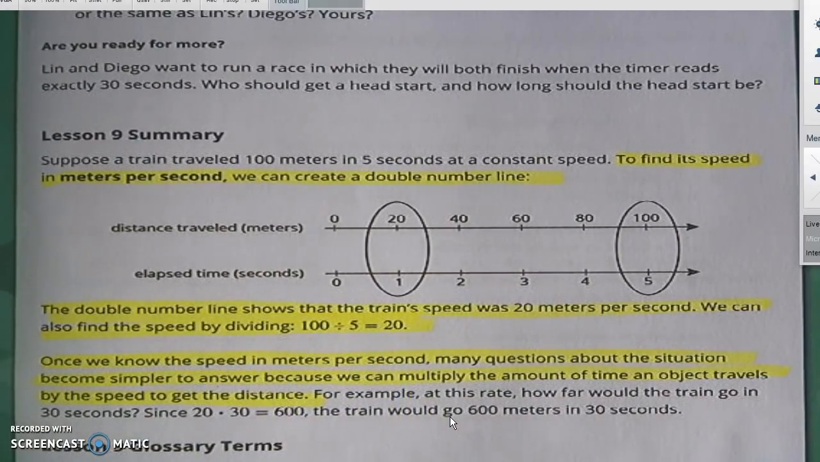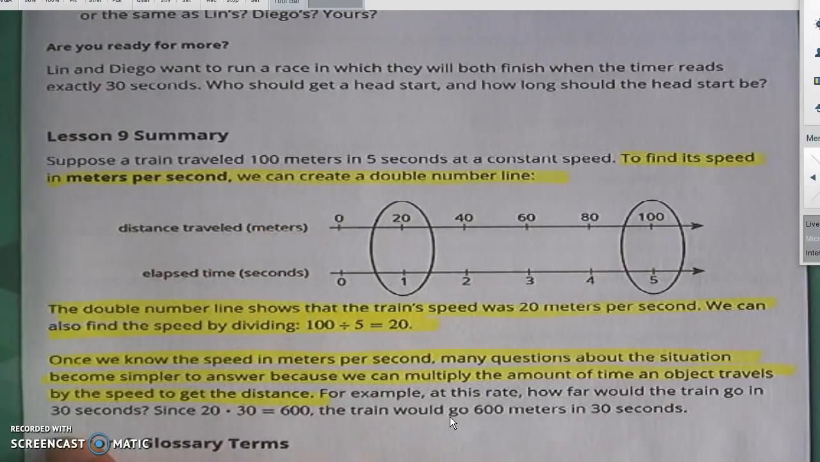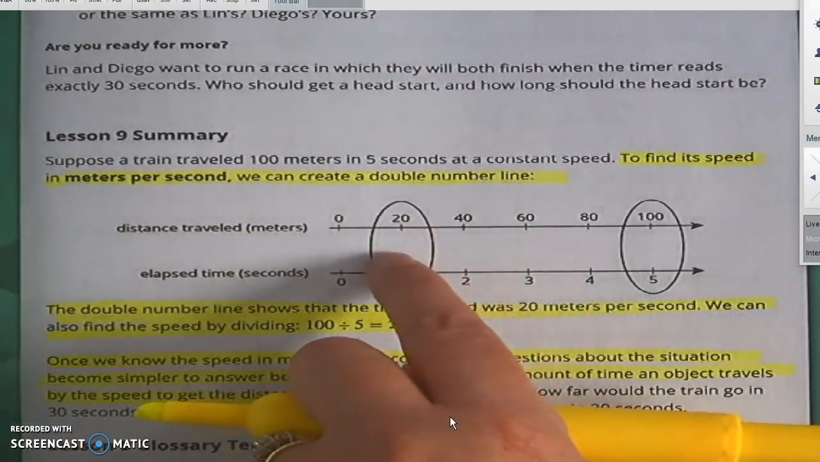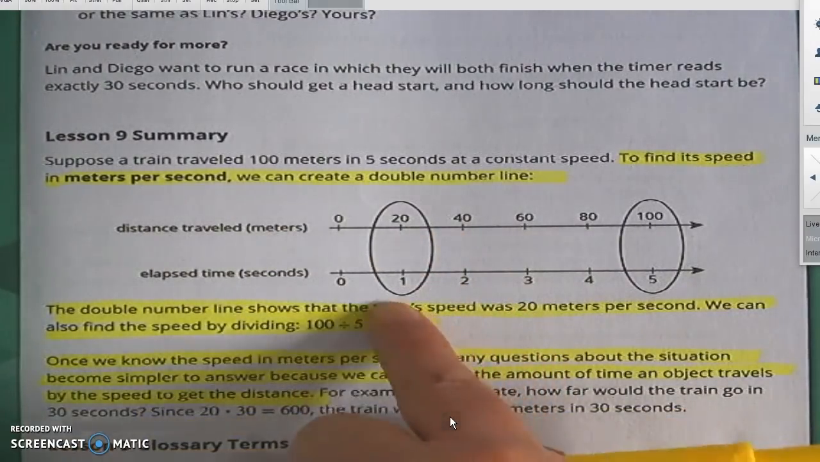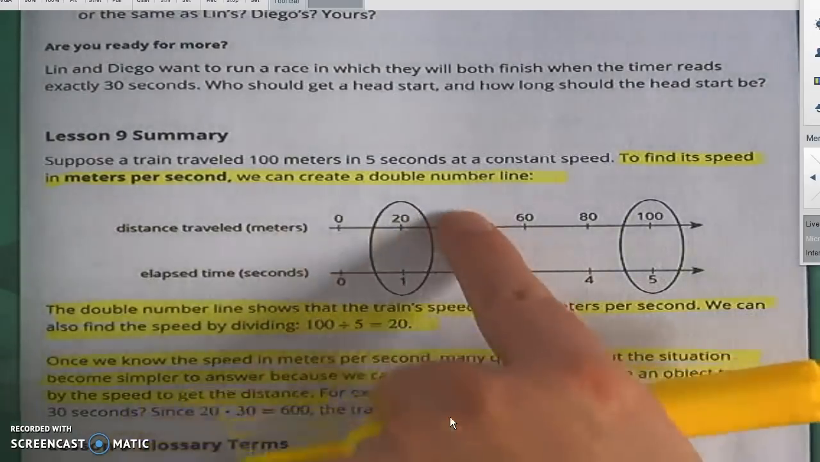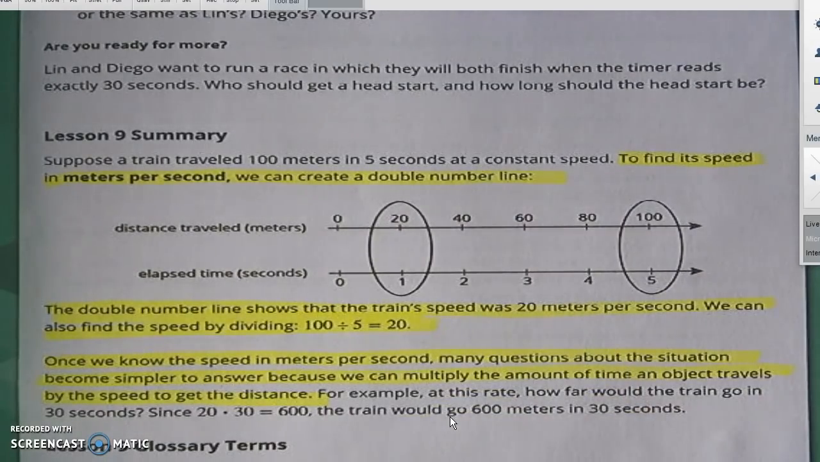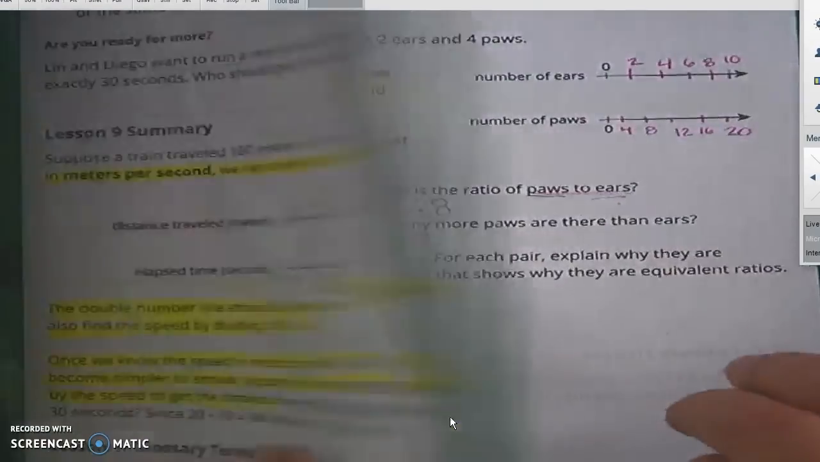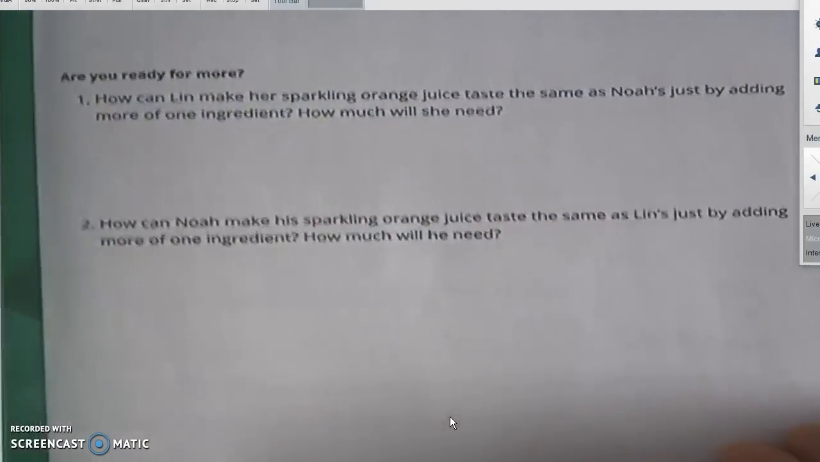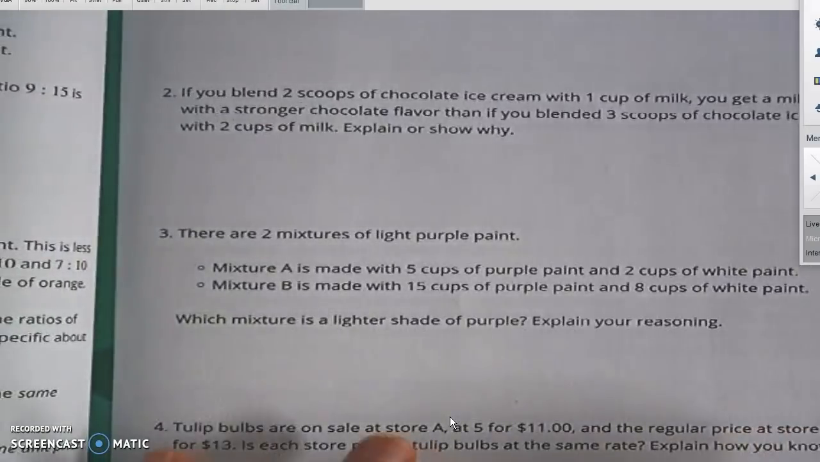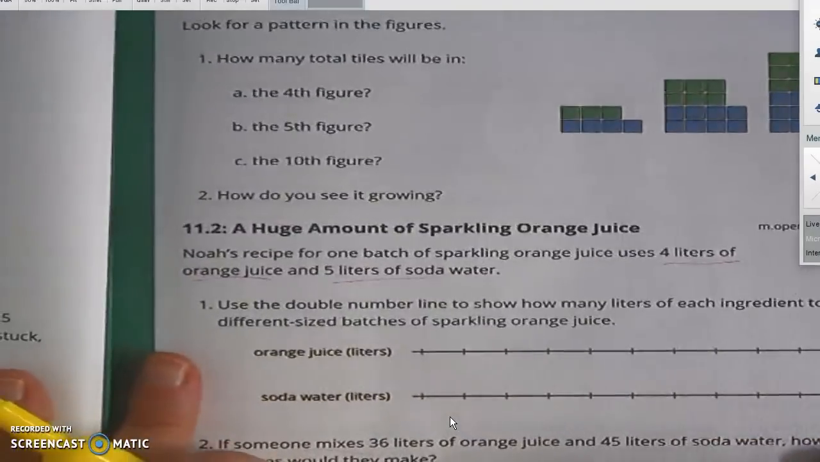Once we know the speed in meters per second, many questions about the situation become simpler to answer because we can multiply the amount of time by the speed to get the distance. So if we wanted to know how far it would go in 30 seconds, we could do the 20 meters, which is how far it goes in one second, times the 30 seconds, and that would get us 600. Okay, so then lesson 10 we skipped, so we're going to skip right past that. So then we're on to lesson 11.